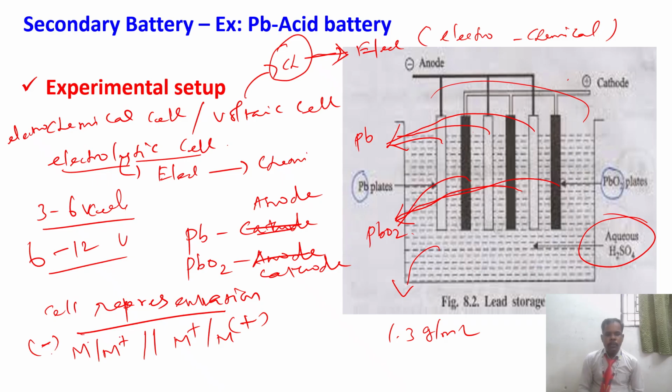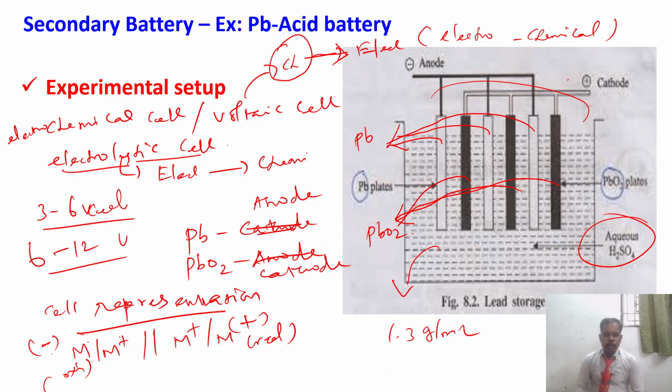On the right-hand side, metal plus is reduced to metal. Here, +1 is reduced to 0, so that is called a reduction. This one is called an oxidation. So this is the general representation.